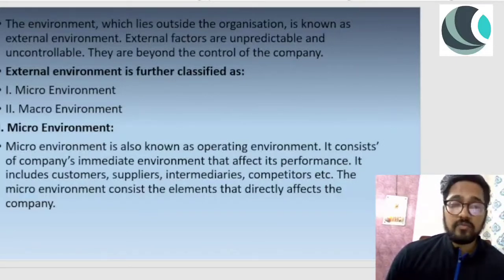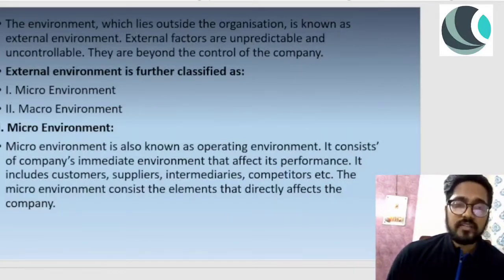The suppliers are not happy with you. They want to switch to some other company. So you have to maintain a good relationship with your suppliers as well. And then the competitors, as I told you, you need to keep a check on your competitors. What are their offerings? What is the price? You need to keep a check, right? So that forms a part of micro environment.